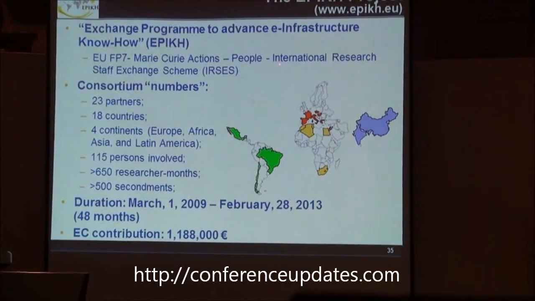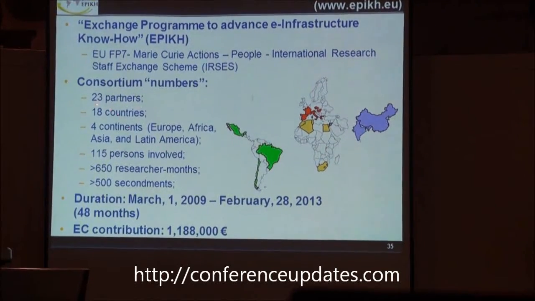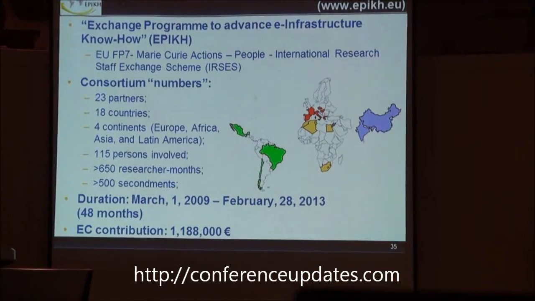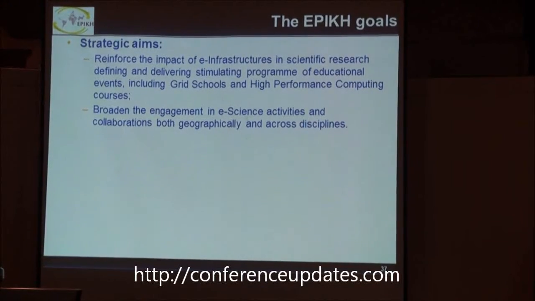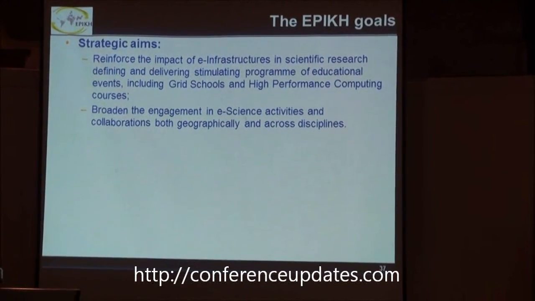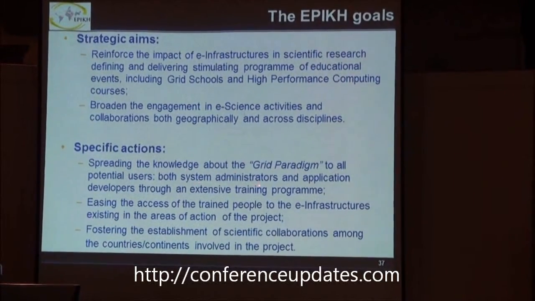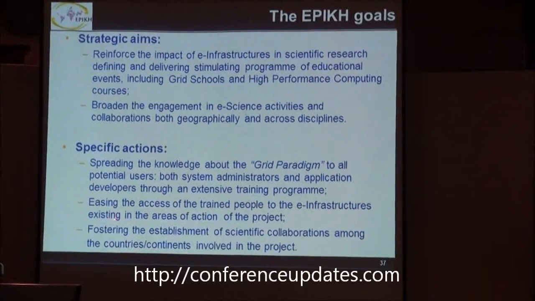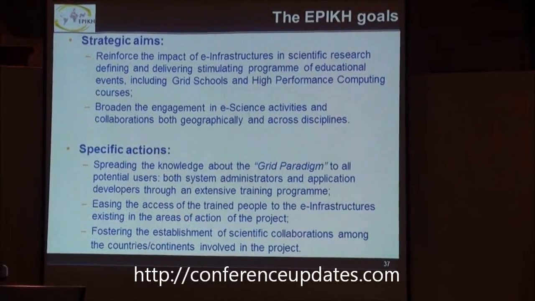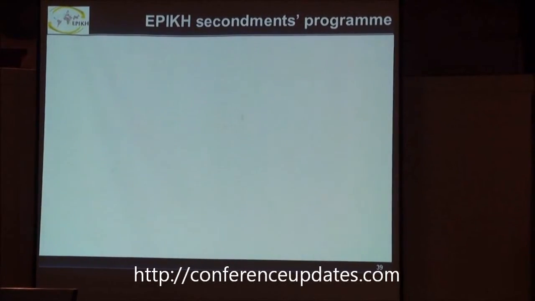EPIC is a Marie Curie action, it lasts for 4 years, is a worldwide project with 23 partners, 80 countries. And what we basically do, these are the partners, we want to reinforce the impact of infrastructures and broaden the engagement in science activities. How? Spreading the knowledge with the grid schools, easing the access of training people to the infrastructures existing in the area, and fostering collaborations. So this is done by a secondment program.